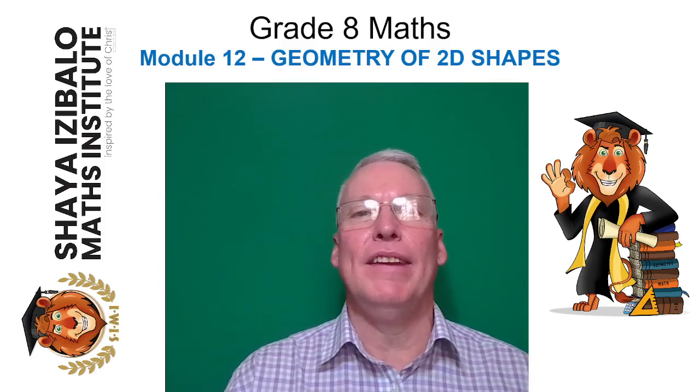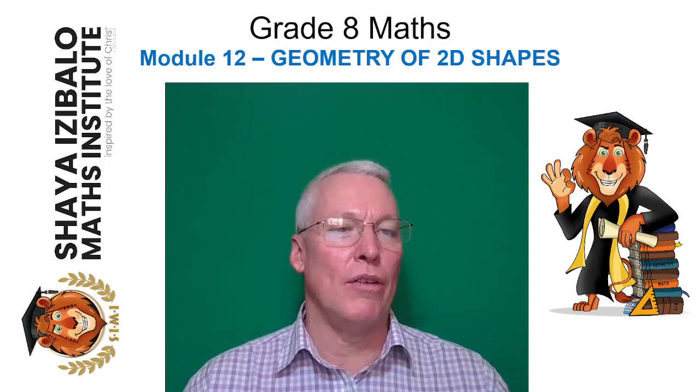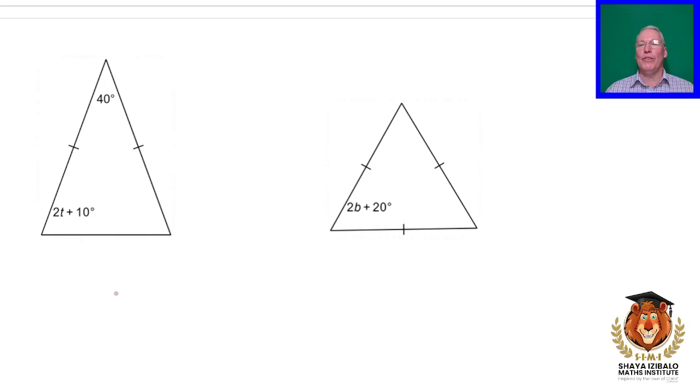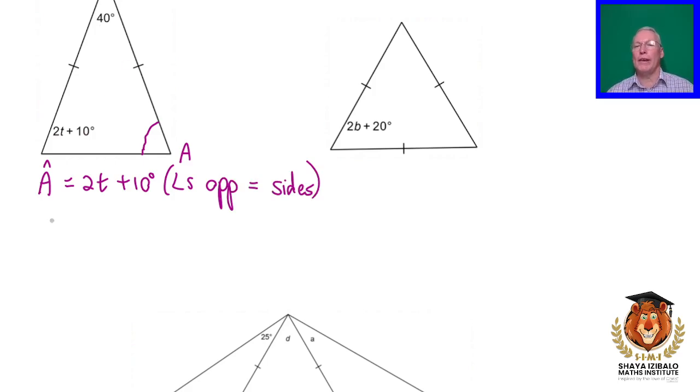Okay, so let's dive in and look at the last couple of pages of questions on triangles, essentially. Over here, we probably want a name for this angle, so we can call it whatever we like, but let's call it angle A. Angle A is 2t plus 10 degrees, and the reason for that is angles opposite equal sides. So now we know that this one and this one and this one add to 180 degrees.